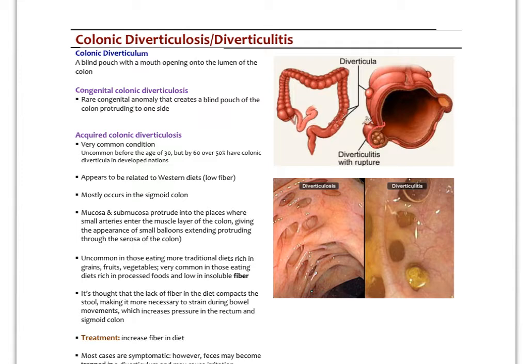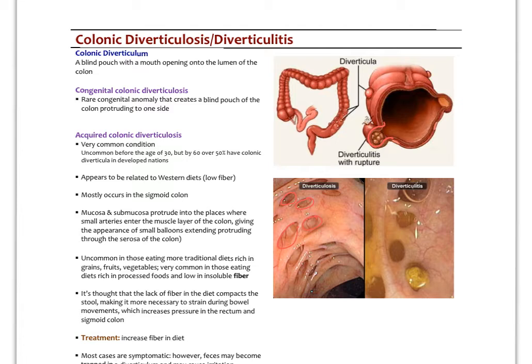It's really just a weakening in the smooth muscle layer, and so you get this little pouch. That's called a diverticulum, and that is normal. A lot of people have them as they get older. If you do a colonoscopy, you can see a lot of these little pockets in the wall of the colon.